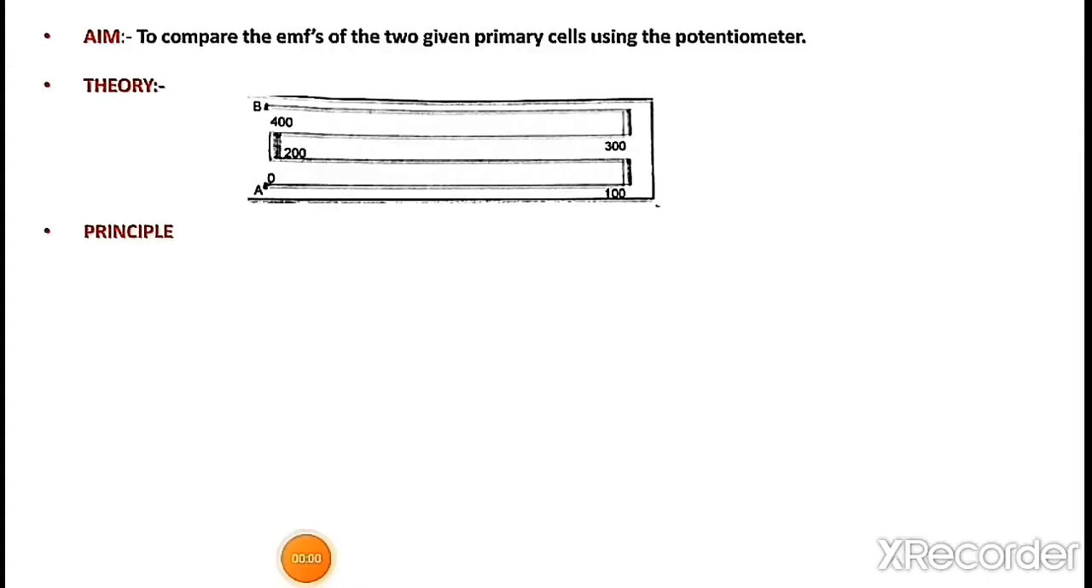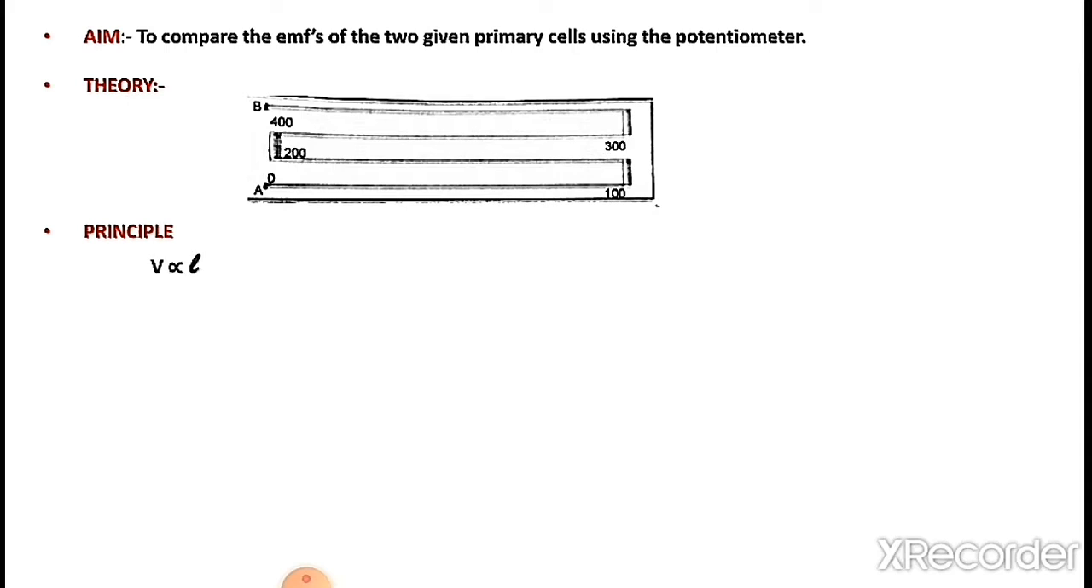The potentiometer works on the principle that the potential difference across the ends of the wire is directly proportional to the length of the wire. That means if V is the potential difference across the ends of the wire and small l is the length of that wire, then V is directly proportional to l.